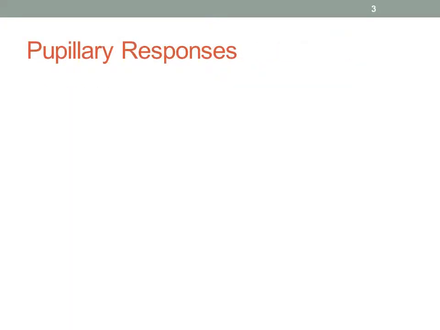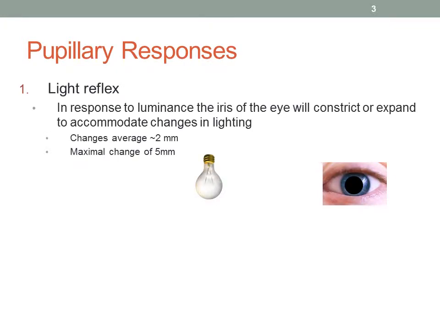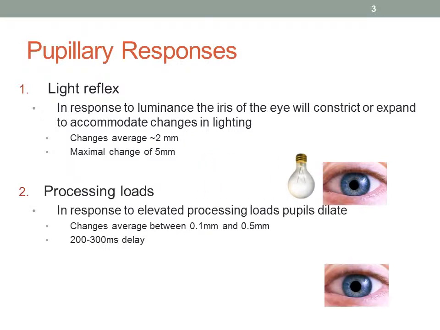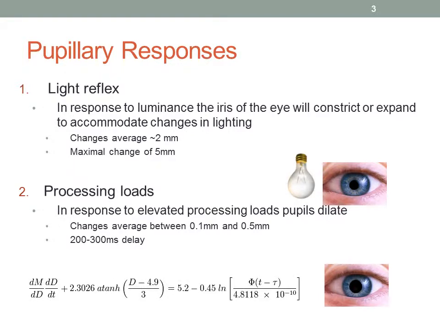In our lab, we often use pupillometry to examine online sentence processing. This requires a pupillary response. There are two types of responses. The first is in response to light. The second is in response to processing demands. As processing load increases, pupil dilations increase.